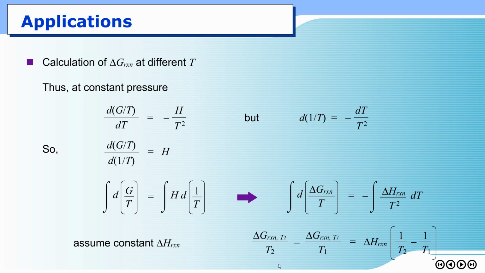What you have, on the left hand side, you get delta G over T at temperature 2 subtracted by the same thing at temperature 1. If temperature 1 is standard temperature, let's say 25 degrees Celsius, for which we have the data, that means delta G of reaction at T1 is known. Delta G of reaction at T2 is what we want to know. Then the integration on the right is straightforward to get 1 over T2 subtracted by 1 over T1, assuming that delta H of reaction is constant.